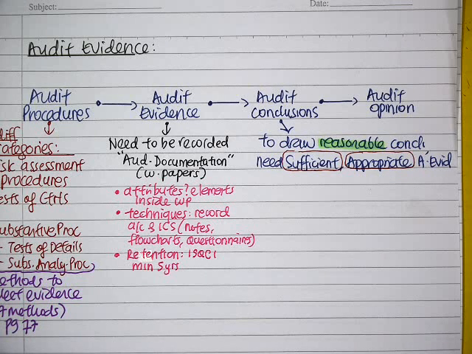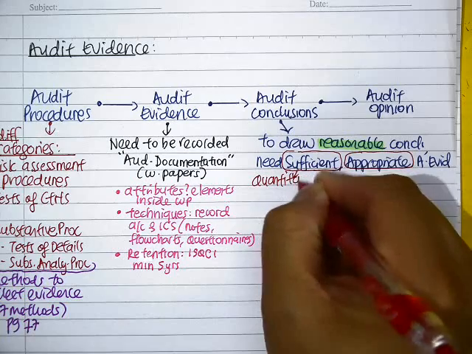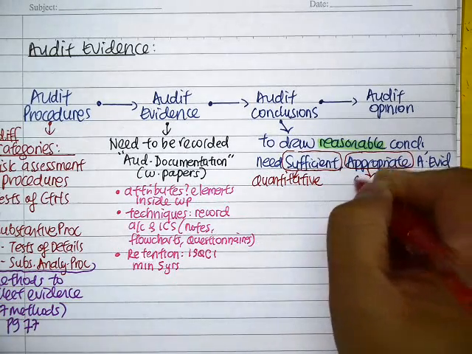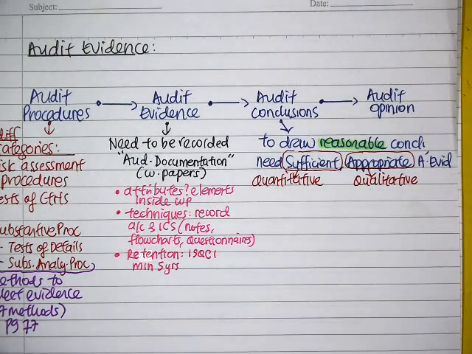Okay, what is sufficient and what is appropriate? So sufficient is to measure quantity, correct? Not 足夠. And then suitable, 適合. So it must be suitable, it must be enough. So it's two different measures. One is to measure quantitatively the evidence, and the other one is qualitatively the evidence. Okay, one is quantitative, one is qualitative.